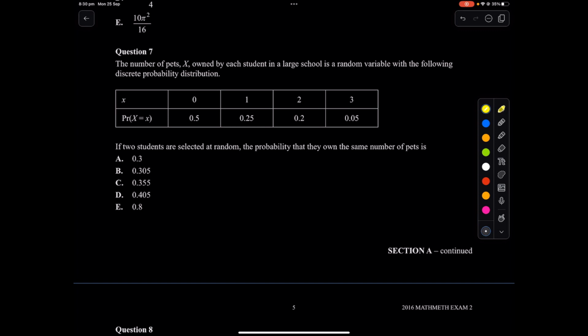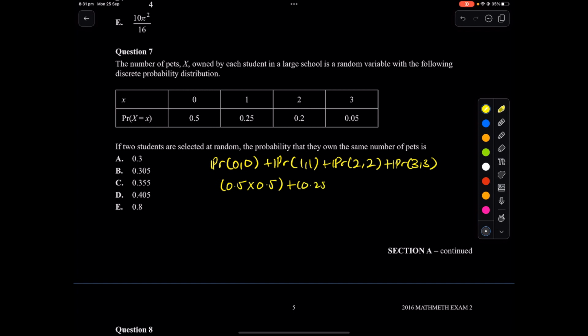variable with the following discrete probability distribution. If 2 students are selected at random, the probability that they own the same number of pets is what? Okay, so because there's 2 students, there could be 0, 0. They can own no pets at all, both of them, plus the probability they could own both 1 pet, plus the probability they can own both 2 pets, plus the probability of them owning 3 pets each. So it'll just become 0.5 times 0.5 plus 0.25 times 0.25 plus 0.2 times 0.2 plus 0.05 times 0.05.